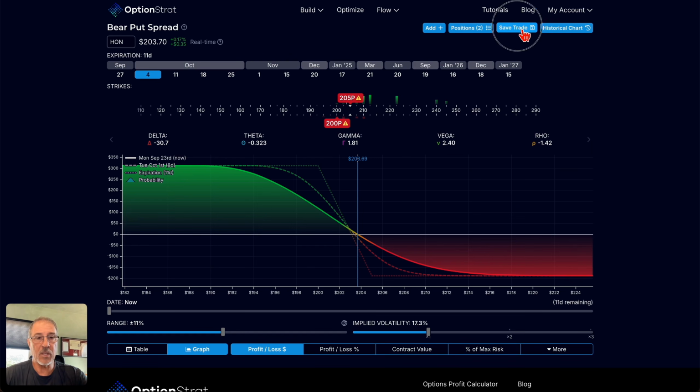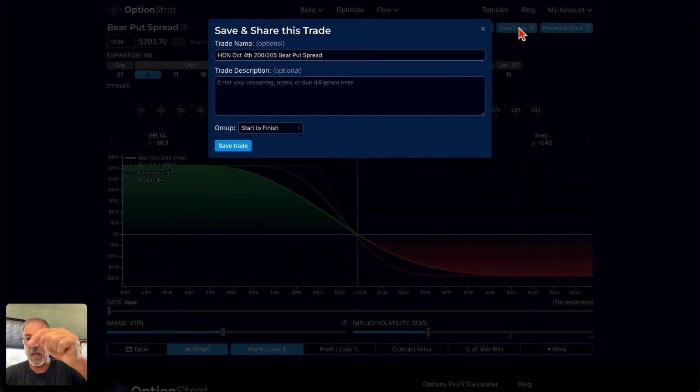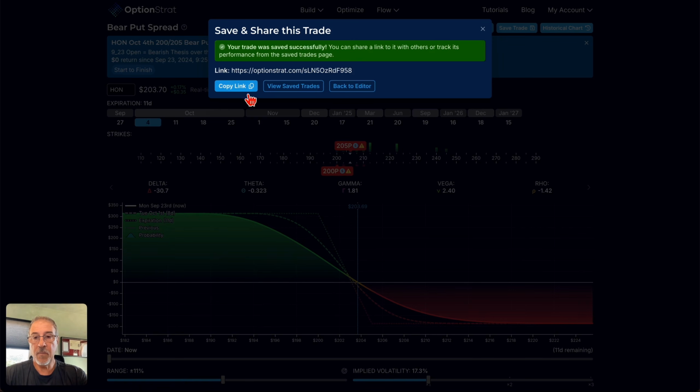I'm going to go ahead and save the trade. I will share the link in the notes down below so that anyone can come in and take a look at this. And I have a bearish thesis over this week. And let me just put the date on there, 9/23 open. And we'll go ahead and save this trade. I'll copy that link and share it out with everyone.